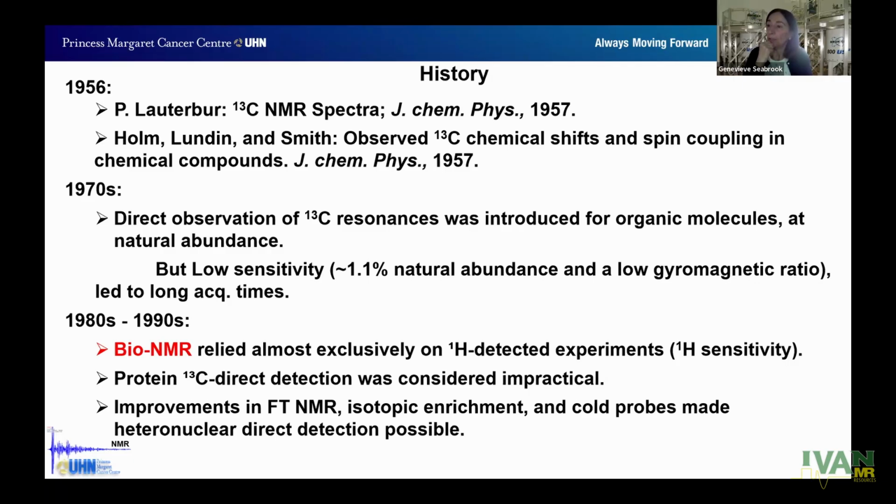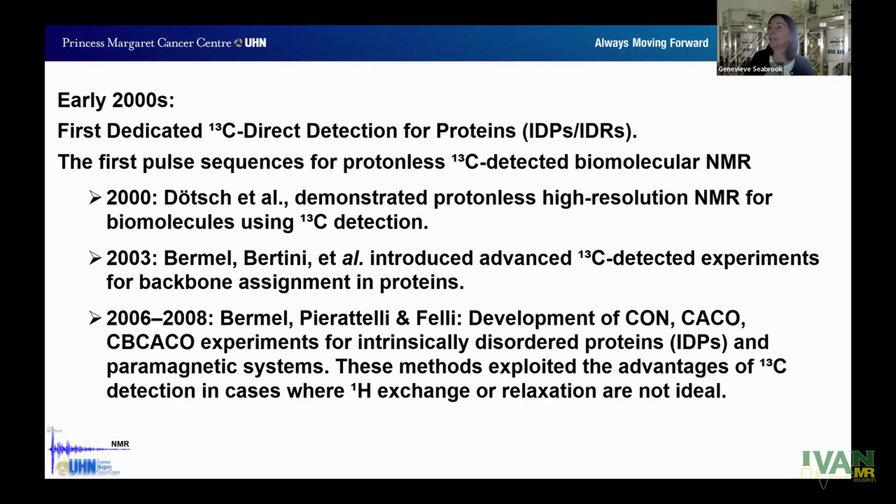Then the biomolecular NMR world started really in the 80s and 90s, where they started developing a multitude of pulse sequences, relying exclusively on proton detect experiments. I didn't put the names because there are so many. Still, at that time, C13 direct observation was definitely not considered practical. However, the improvement of FT, Fourier transform NMR, isotopic enrichment, and cold probes made heteronuclear direct detection possible. It opened basically a new door.